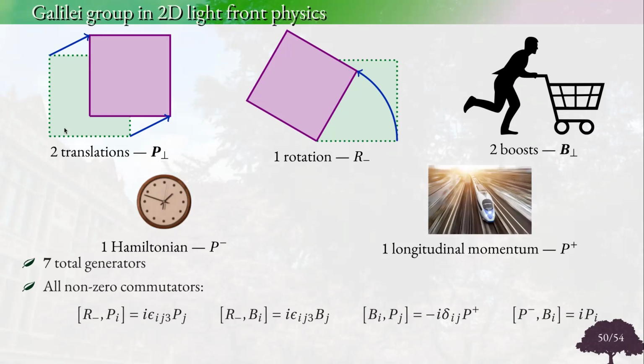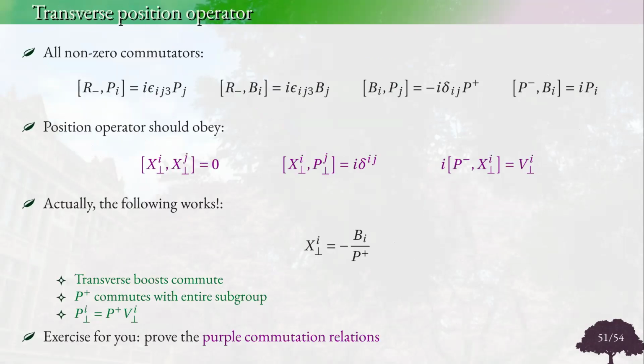If you look at the Galilei group in 2D light front physics, you have your 2 translations, your rotation, your 2 transverse boosts, your Hamiltonian, which is P minus, and a longitudinal momentum. And that's 7 total generators. And if you flip back and forth between the 2 slides, it's exactly the same algebra. So this is basically the reason that you have so many formulas that look like non-relativistic formulas in the light front. It's because you have exactly the same group algebra, same group theory. So that's pretty neat.